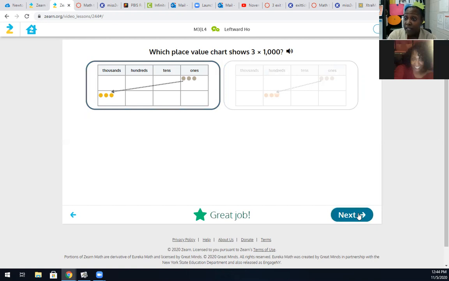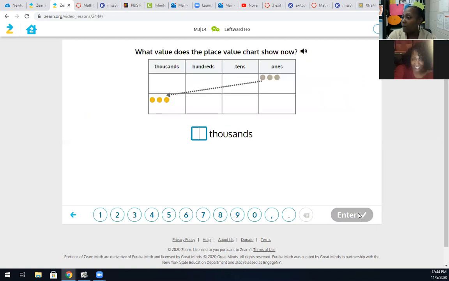Okay, so we did pick the right one. So now let's see what happens. What value does the place value chart show now? That's what I was thinking about. So it says we have 3,000s in the place value chart, right?